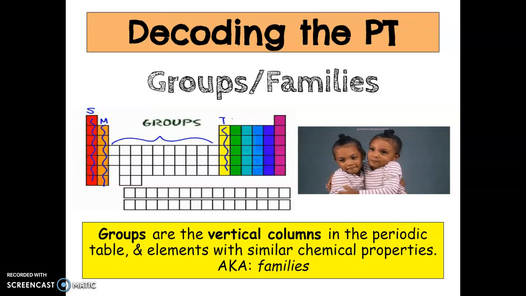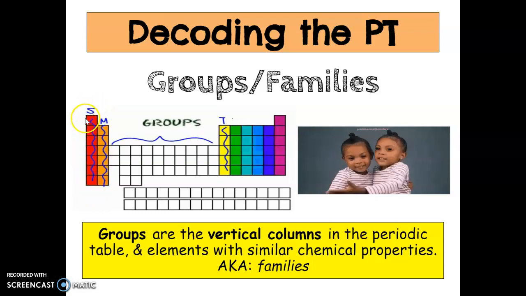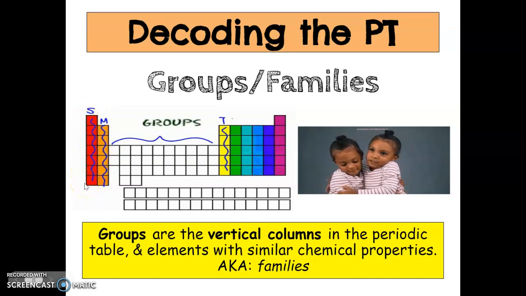Unless you were adopted, genetically, you share genes with everyone in your family. So if you have siblings or parents, you have similar genes. You're each different and your own individual, but you do have similar traits because you share genes in the same family. It's the same thing with these elements. If they're in a family, in that vertical column, they're going to have similar chemical properties. Okay, so periods from left to right, groups or families up and down.